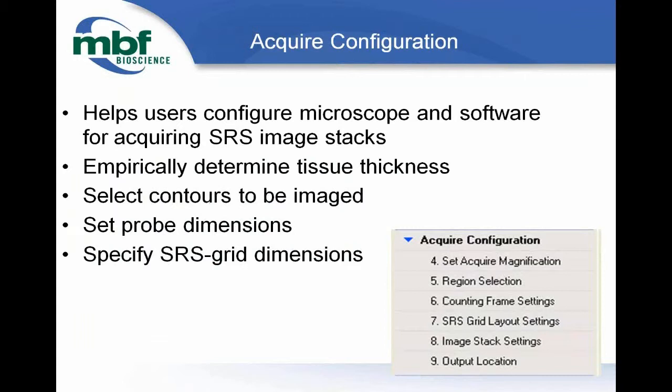Okay, thank you for those questions. Let's move on now. The second subtopic in our acquisition workflow is the acquire configuration. This will help users configure microscope and software for acquiring SRS image stacks. It will help to empirically determine tissue thickness, select which contours we wish to be imaged if we've delineated more than one contour per section, set probe dimensions, and specify SRS grid dimensions.